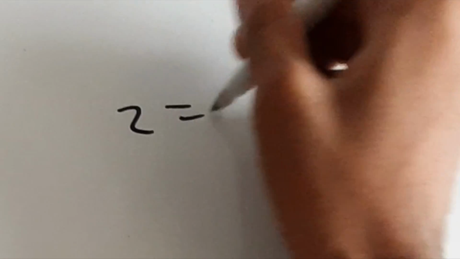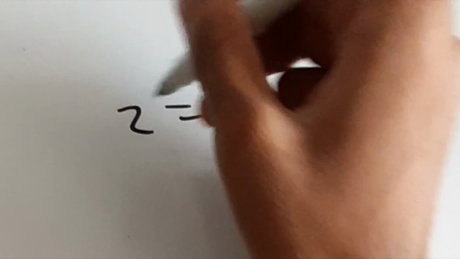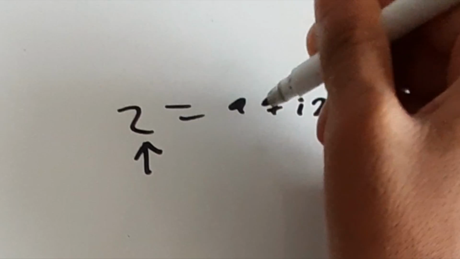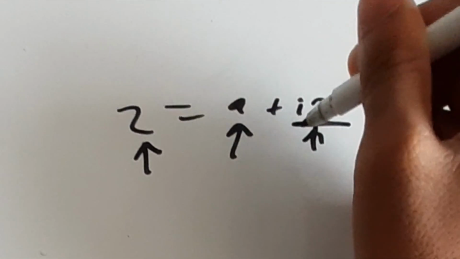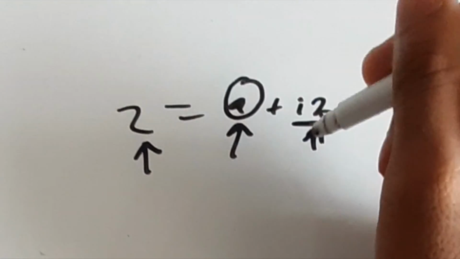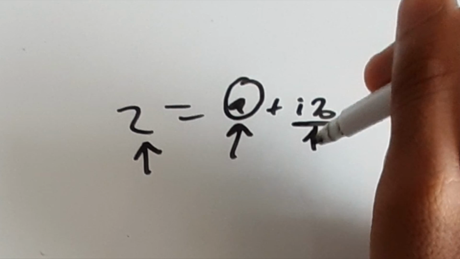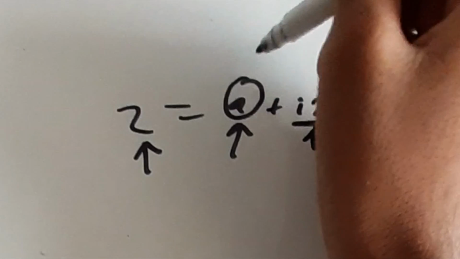Firstly, a complex number consists of a real part and an imaginary part. This is expressed in the form z equals a plus ib, where z is a complex number, a is the real part, and ib is the imaginary part. The real part consists of numbers that are real in the number system, such as rational numbers or irrational numbers, such as pi.